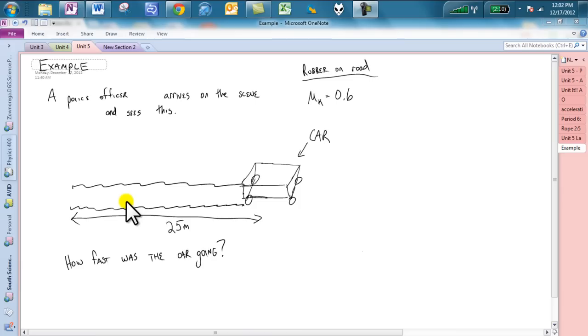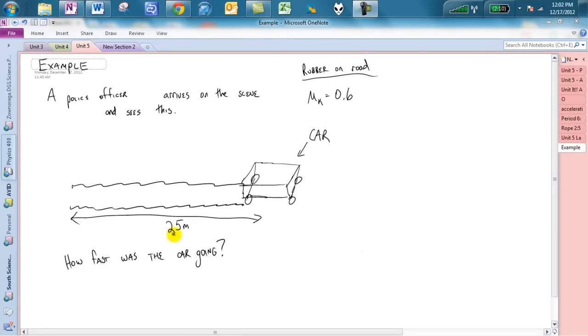In this example, a police officer arrives on the scene and sees a car that looks like it's skidded to a stop. We have skid marks that last for about 25 meters. As a police officer, you might want to know how fast this car was going before it came to a stop. So the officer wants to know what initial velocity it was traveling.